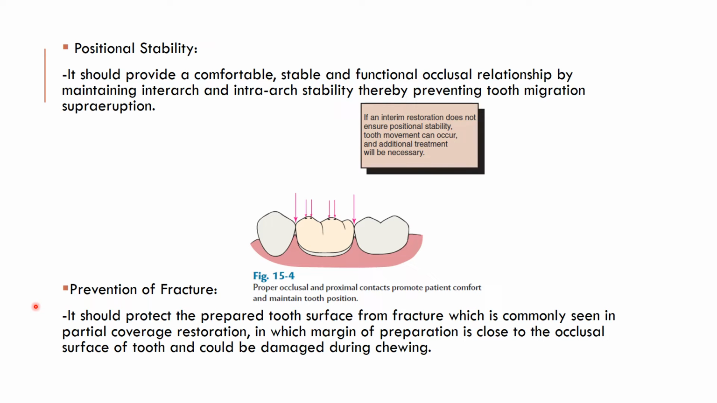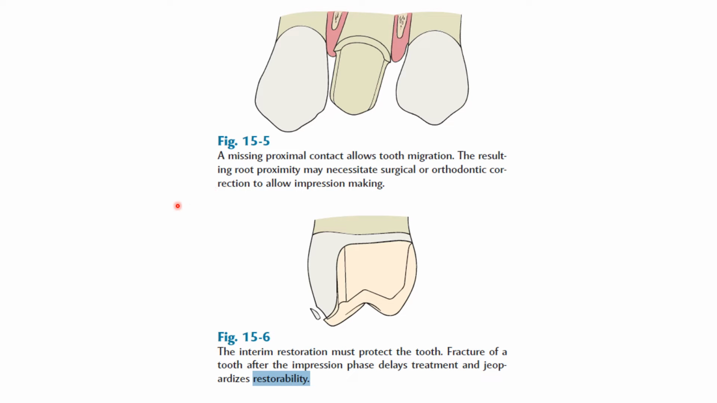Prevention of fracture: it should protect the prepared tooth surface from fracture, which is commonly seen in partial coverage crowns, in which the margin of preparation is close to the occlusal surface of the tooth and could be damaged during chewing. A missing proximal contact allows tooth migration. The resulting tooth proximity may necessitate surgical or orthodontic correction. Do you see there, there's no space and it's inclined on the wrong axis? It should always be on the long axis of the tooth.